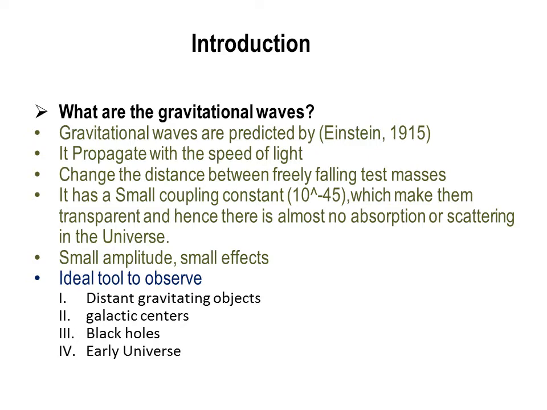They have a small coupling constant, almost equal to 10 power minus 45, which makes them transparent, and hence there is almost no absorption and scattering throughout the universe. They have small amplitude, small effects. They are basically an ideal tool to observe distant gravitational objects, galactic centers, black holes, and the early universe.